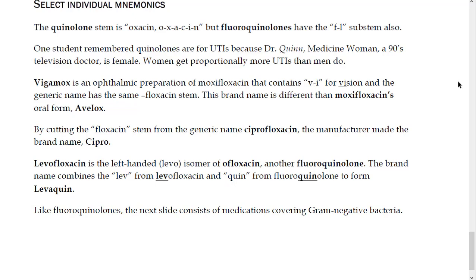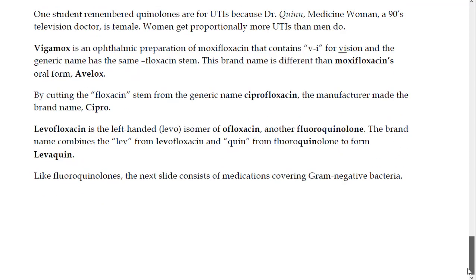Levofloxacin is the left-handed levo isomer of ofloxacin, another fluoroquinolone. The brand name combines the lev from levofloxacin and quin from fluoroquinolone to form Levaquin, or you'll hear Levaquin. Like fluoroquinolones, the next slide consists of medications covering gram-negative bacteria.